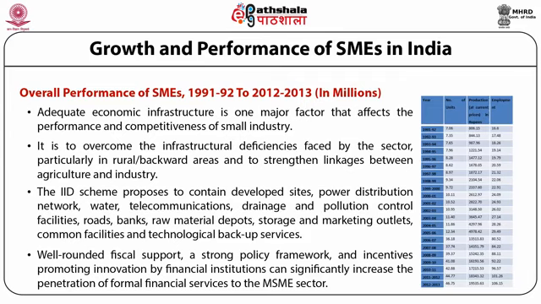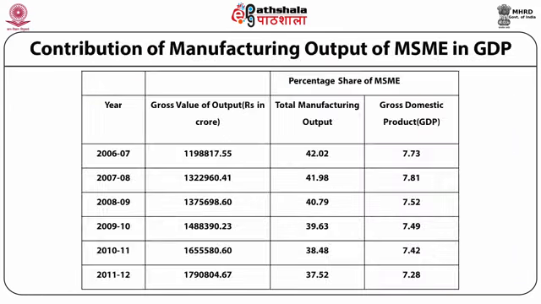Based on the results of the 4th All India Census of Micro, Small and Medium Enterprises, the estimated value of manufacturing output and GDP has been shown in the following table. So this table explains the contribution of manufacturing output of MSMEs in GDP, shown from the year 2006-2007 to 2011-2012. It is very clear from the table that the gross value of output, which is given in crores, is increasing continuously.